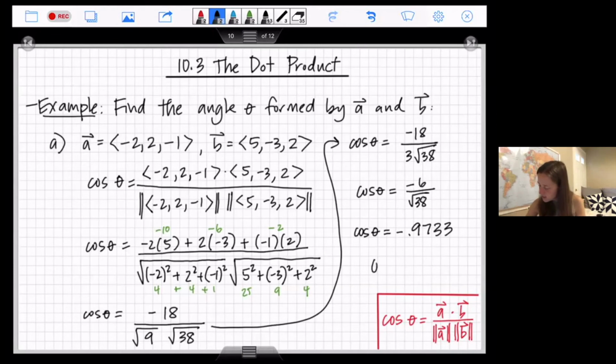I'm in degree mode. You might be in radian mode. I don't really care whether you tell me radians or degrees as long as you indicate degrees when it's degrees, right? So that's the angle that's formed by those two vectors.